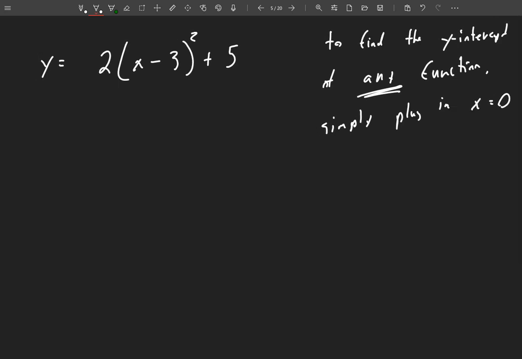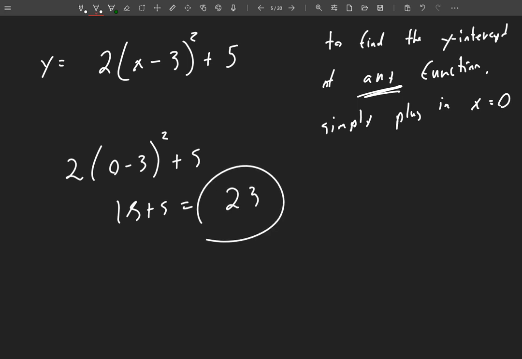So let's do that. So I have 2 times (0 − 3)² plus 5. Okay, that's going to be negative 3 squared, which is 9, times 2 is 18, plus 5. That's going to give me 23. So we know that the y-intercept of this function is 23.